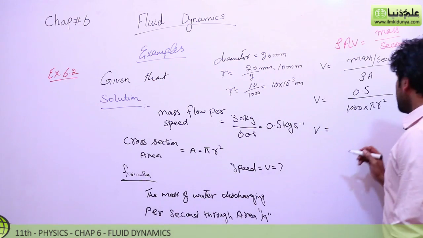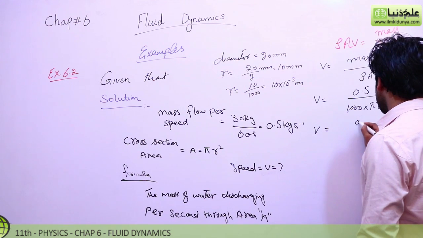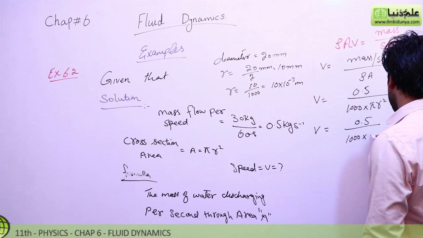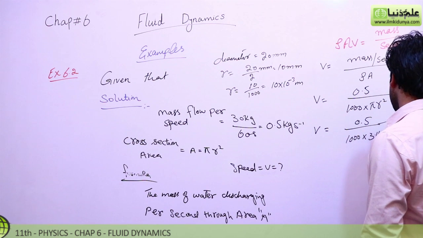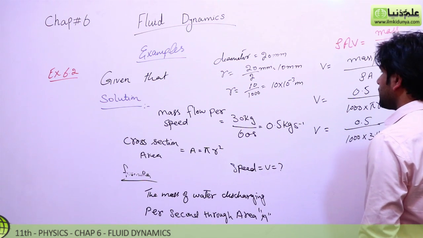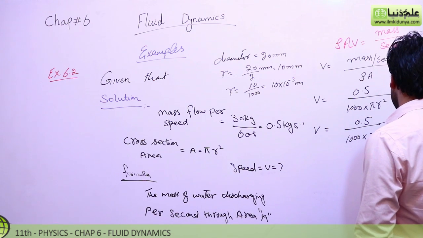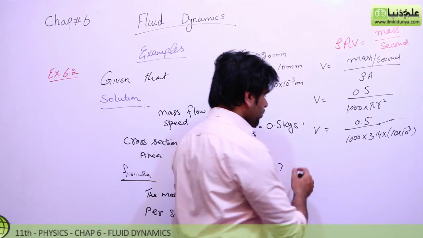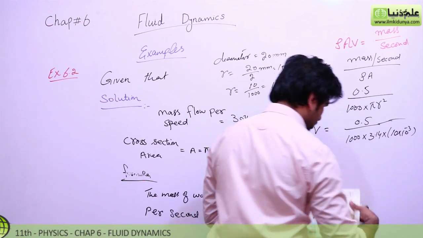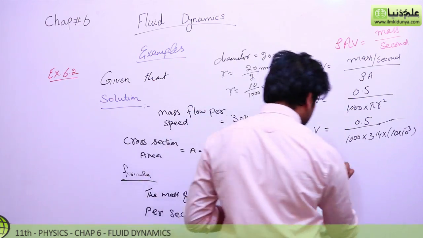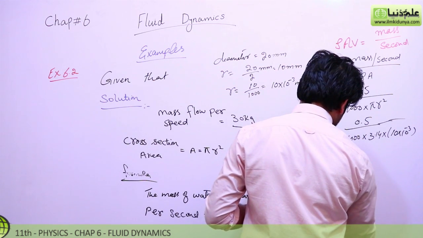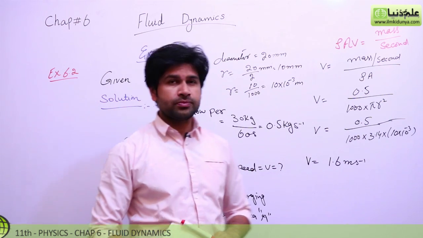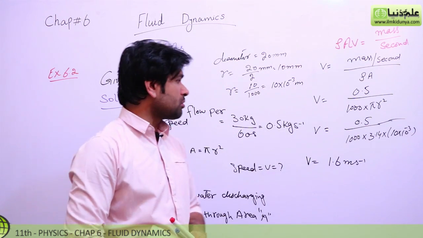So this is the radius, and here we will write the value of radius. 1000 is the density, pi is 3.14 and the radius can be written as 10 into 10 raised to power minus 3 meter. So by solving this ratio, we will have 1.6 meter per second. So this is the speed of the flow of water, discharging water through a hose pipe.